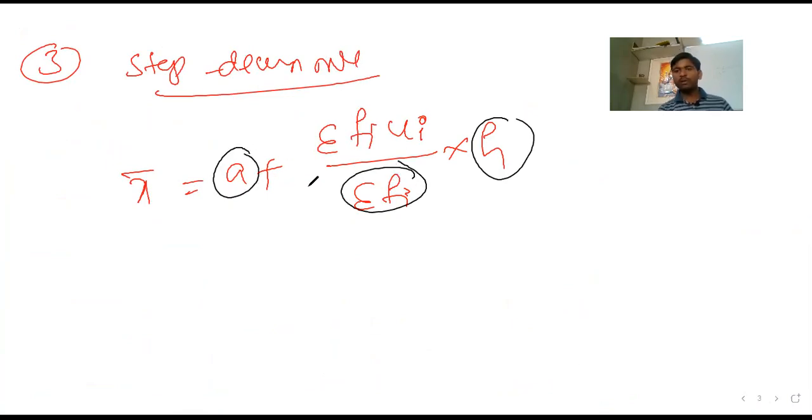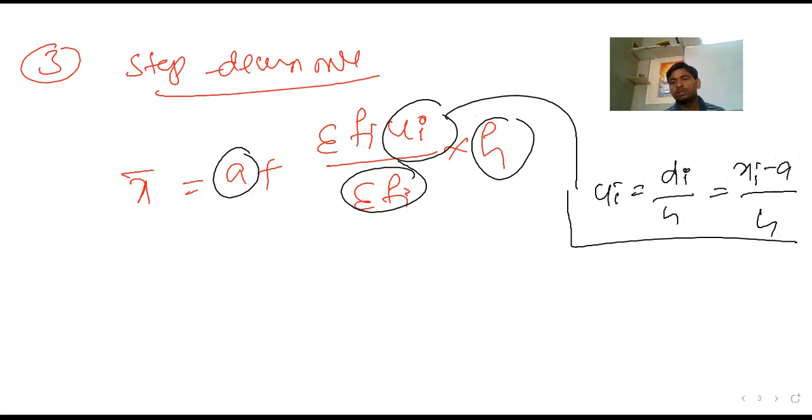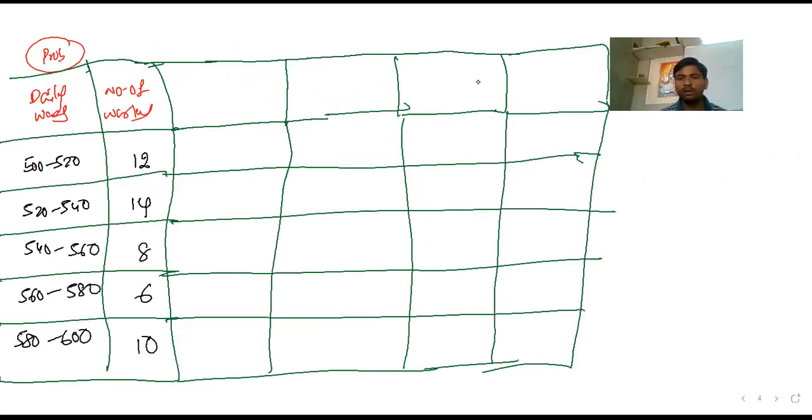How we did the assumption, we have to do in the next case also. I think you know what ui is: ui is equal to di by h. Di is nothing but xi minus A. This is just the formula. For this formula, we have to work it out. So let me take an example, which I take for your convenience.